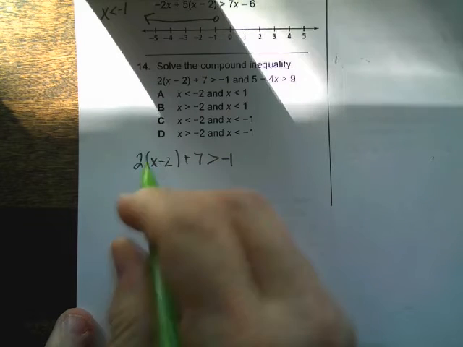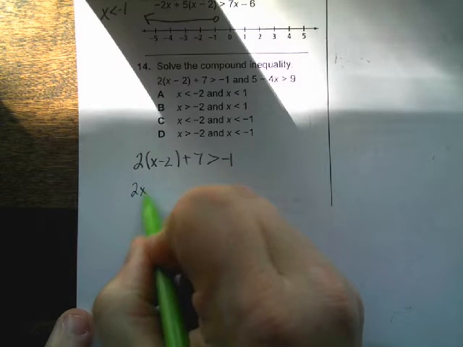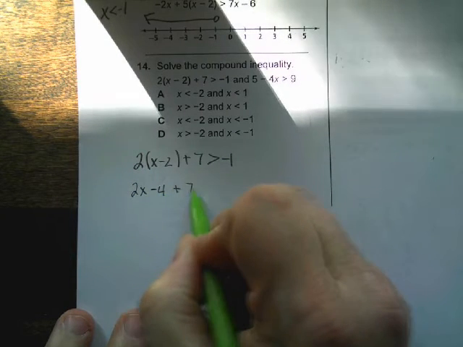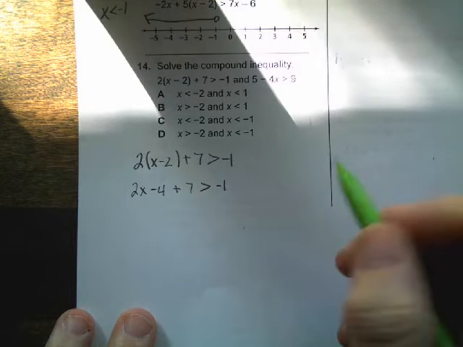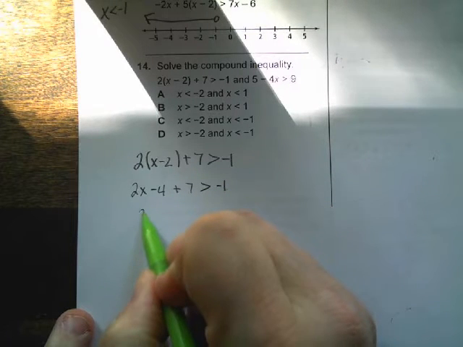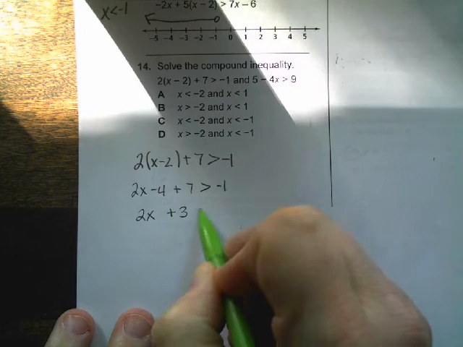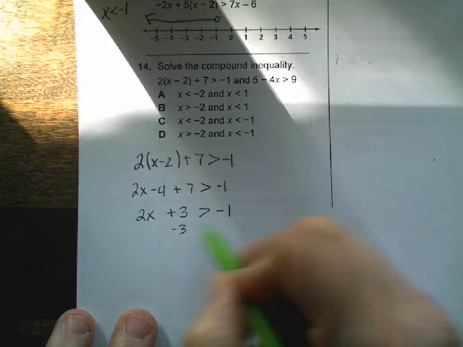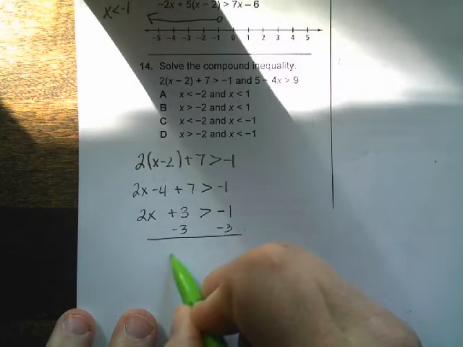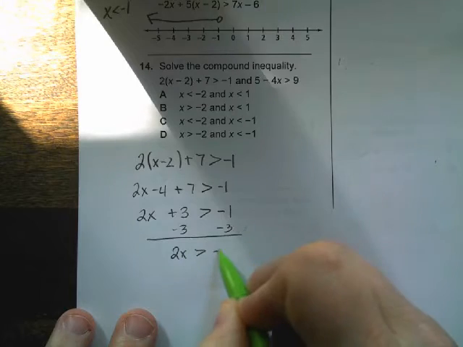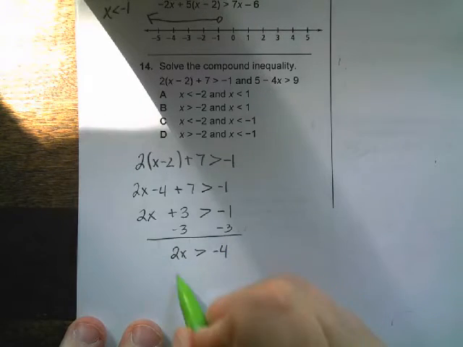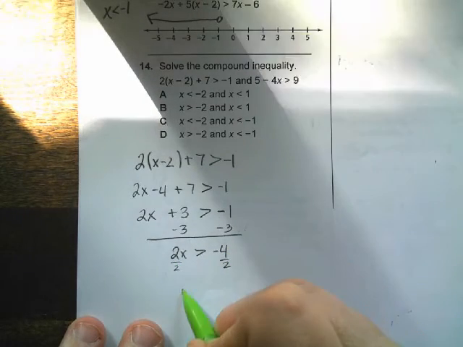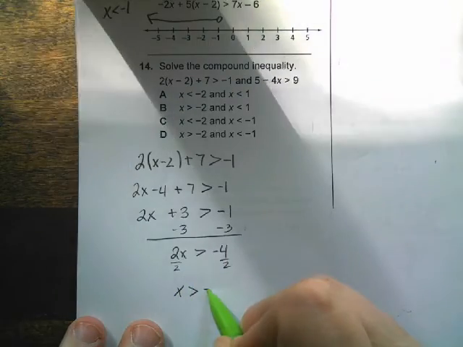So we distribute the 2. 2x minus 4 plus 7 is greater than negative 1. We combine like terms over there. 2x plus 3 is greater than negative 1. We subtract 3 from both sides. 2x is greater than negative 4. And then we divide both sides by 2. And we get x is greater than negative 2.